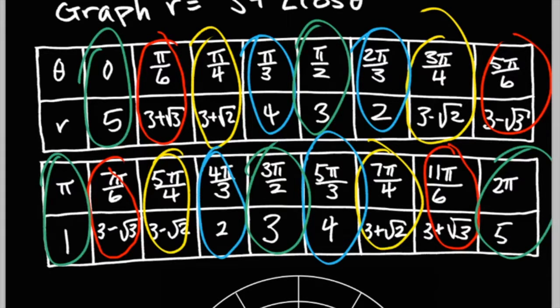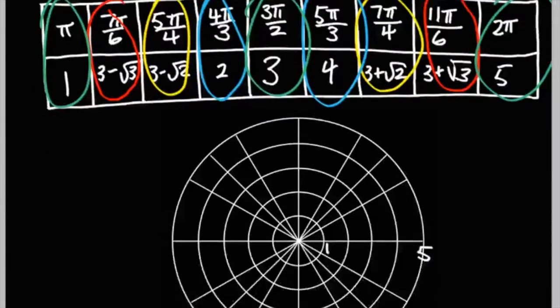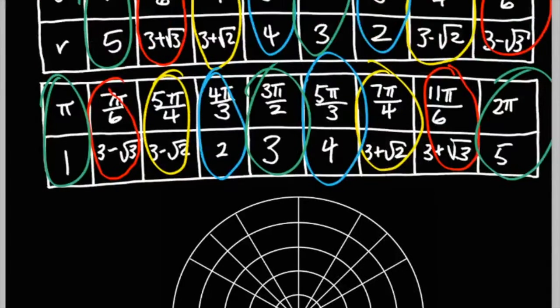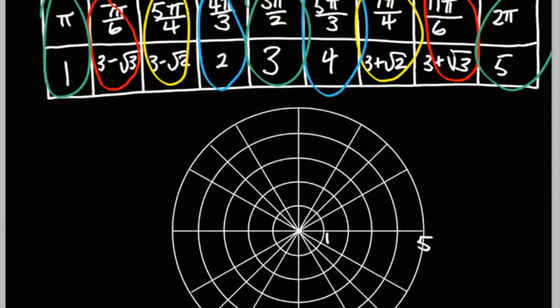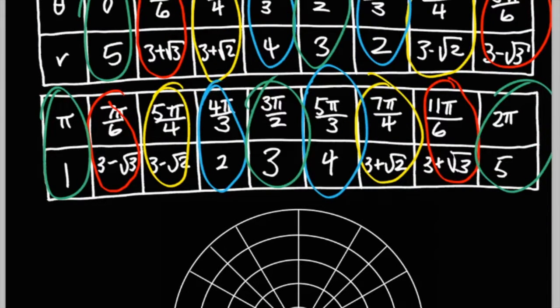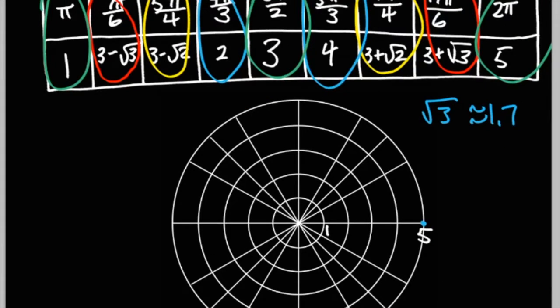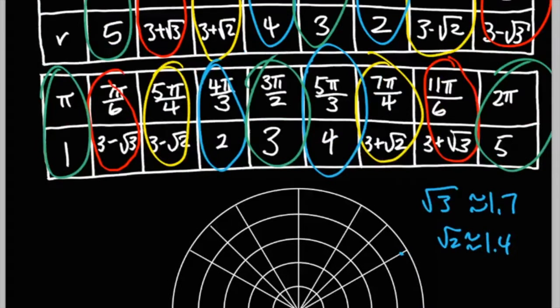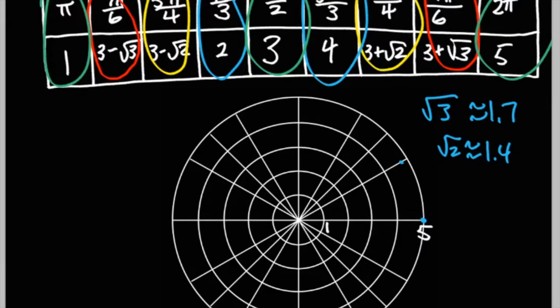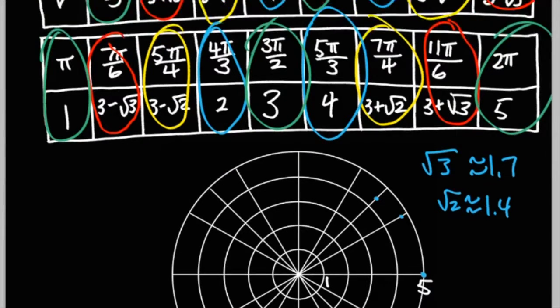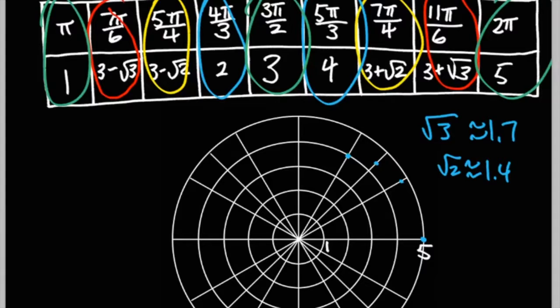Anyway, let's start plotting them then. So the first point is going to be at 0 radians, and it'll be a radius of 5. Next one, pi over 6 radians. So square root of 3 is approximately 1.7 if you want to just do it that way. So 3 plus 1.7 is about 4.7. So around there. Square root of 2 is 1.4-ish. So just to estimate, we got around, let's see, yeah, 4.4, more or less there. Then we get to 4. Then we get to 3.